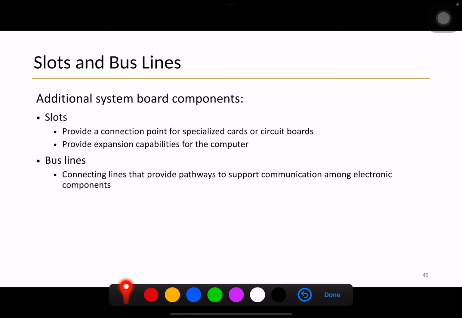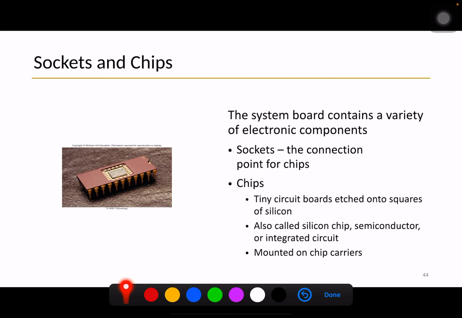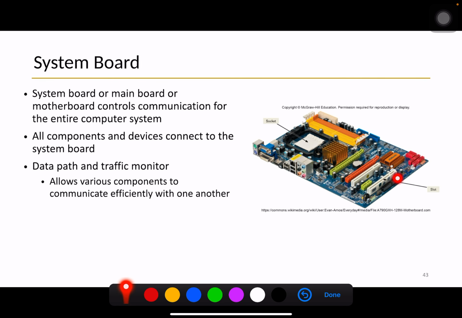Okay, slots and bus lines. The slots are the connection points for specialized cards or circuit boards. For example, here, these are the slots. If we want to add anything or expand, for example expand our RAM, then we attach the RAM here. Bus lines are the pathways that support communication among the electronic components. The bus lines are all the lines that we see on the motherboard. Their function is to carry data between components on the motherboard.